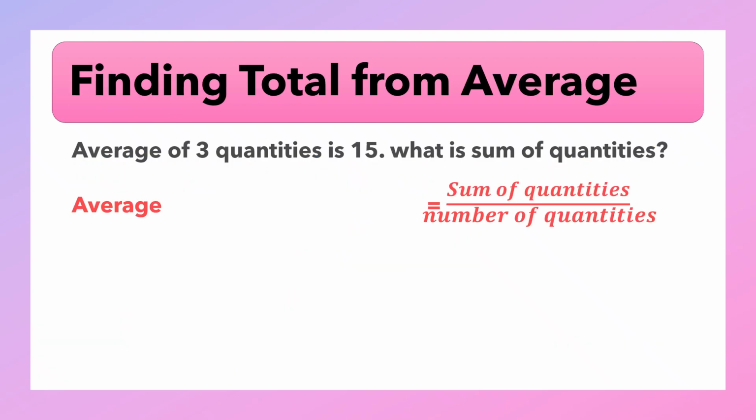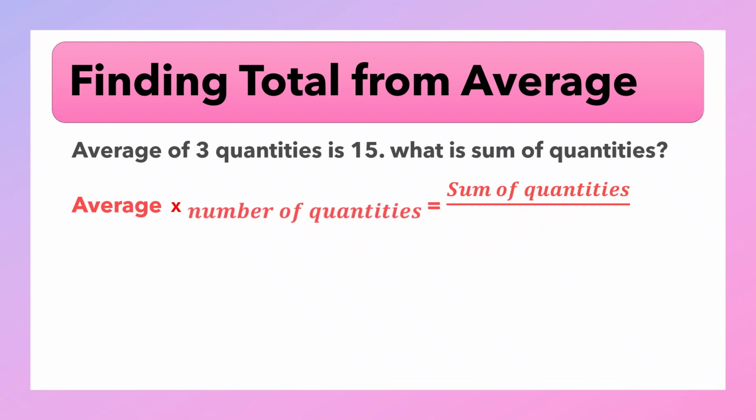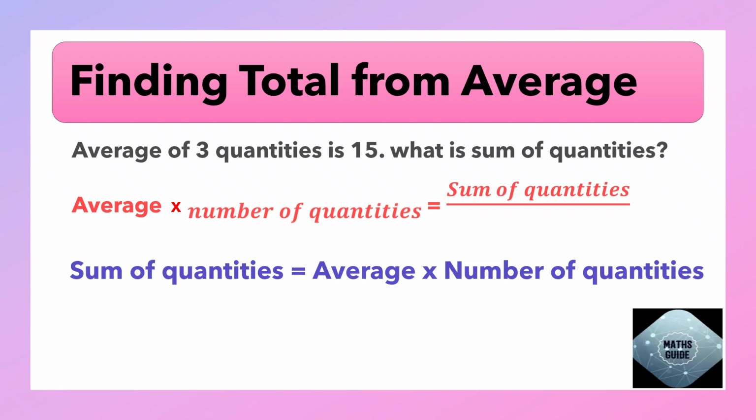Sometimes we have to find the total and the average is given. For example, in this question, the average of 3 quantities is 15. We have to find the sum of quantities. So we will change this formula of average, sum of quantities divided by number of quantities, a little bit. How? We will multiply the average by the number of quantities and we get the sum of quantities. So the formula for finding the sum of quantities is average times number of quantities.